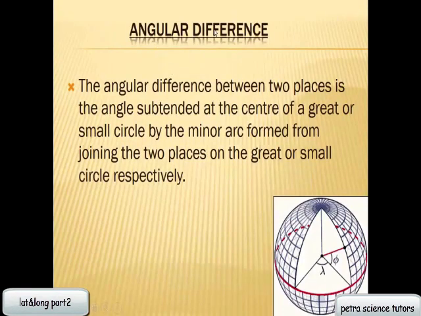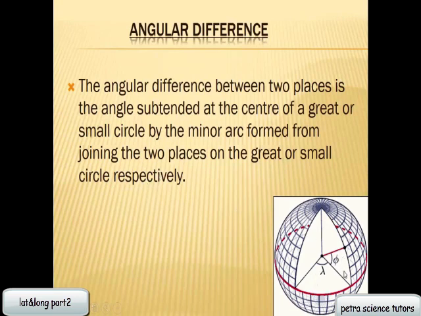Let's talk about angular difference. The angular difference between two places is the angle subtended at the center of a great or small circle by the minor arc formed from joining the two places on the great or small circle, respectively.